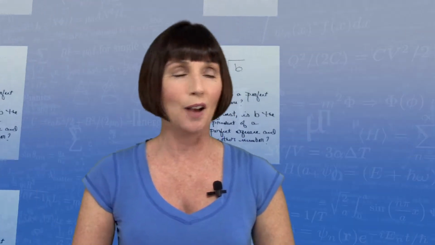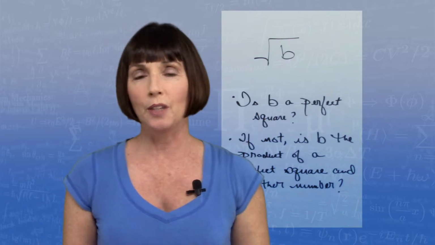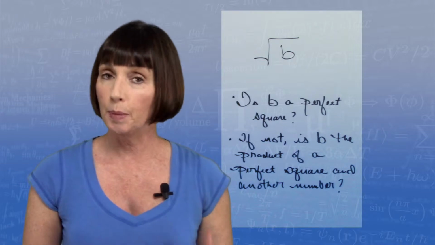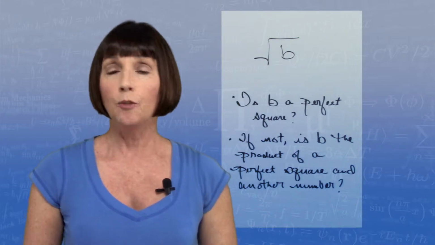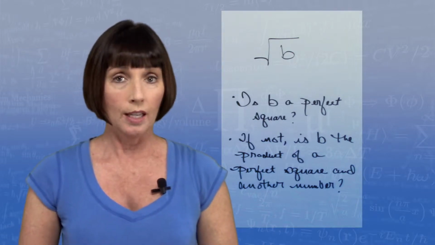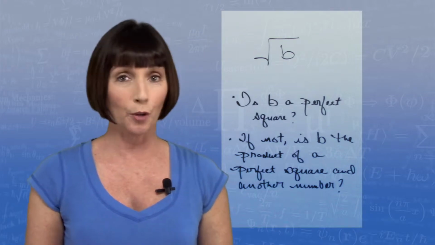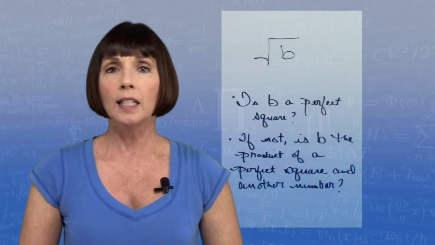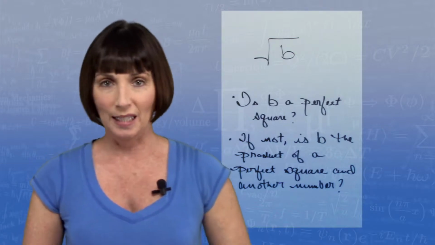So if we have the square root of b for some number b, ask yourself this. Is b a perfect square? If b isn't a perfect square, can you write it as the product of a perfect square and another number? Now, before we go on, let's go over an important concept by way of an example.